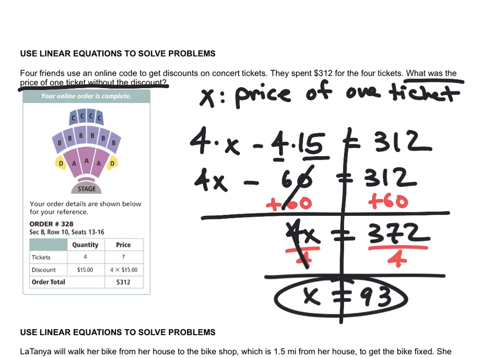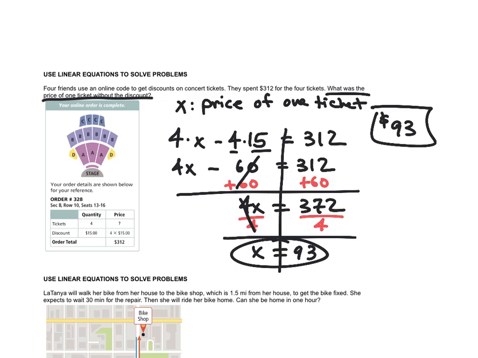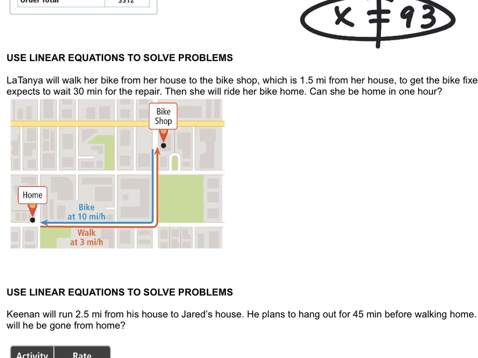And what that means is that's the price of one ticket. So from here, we can say $93, to answer the question, or the price of one ticket is $93. It sort of depends on how you want to go about that. But that's the idea. All right, the next one.